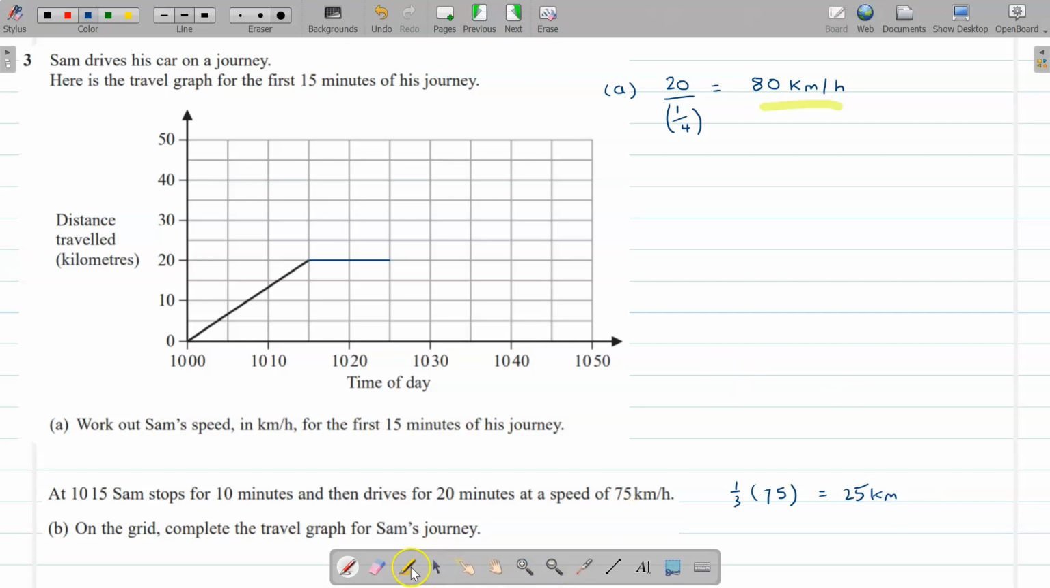So basically, I've just got to make this line go from where it is now at 20 kilometers. Another 25 will take us to 45, and another 20 minutes would take us to 10:45. So what I need to do is just put the line there, and I've got to go 20 minutes along, and 25 kilometers up from where I am, which would take me to there. Okay, and that's it.